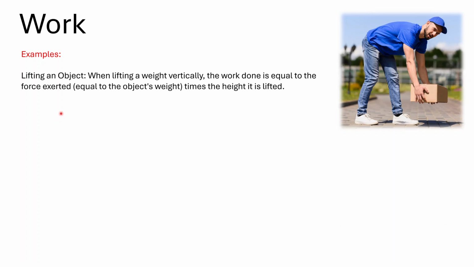Some examples of work. Lifting an object. When lifting a weight vertically, the work done is equal to the force exerted, equal to the object's weight, times the height it is lifted. So W is mgh, in which m is the mass, g is the gravitational acceleration, which is 9.81 meters per second squared, and h is the height.